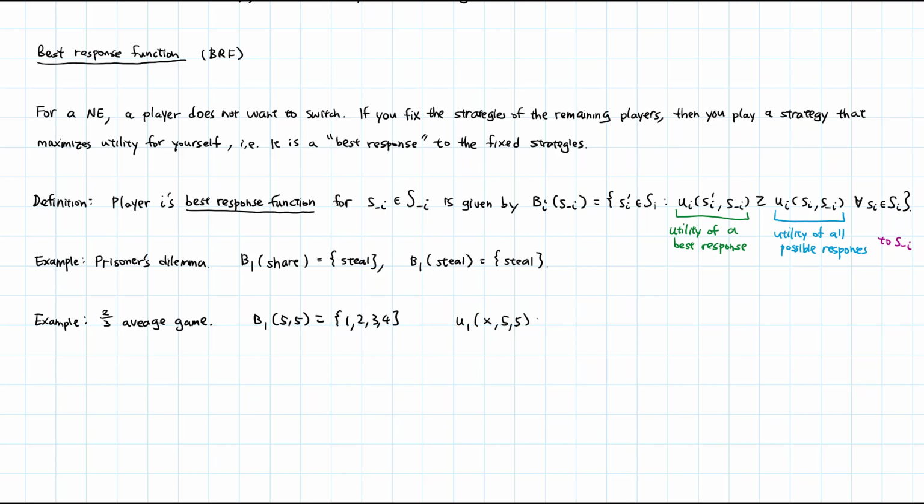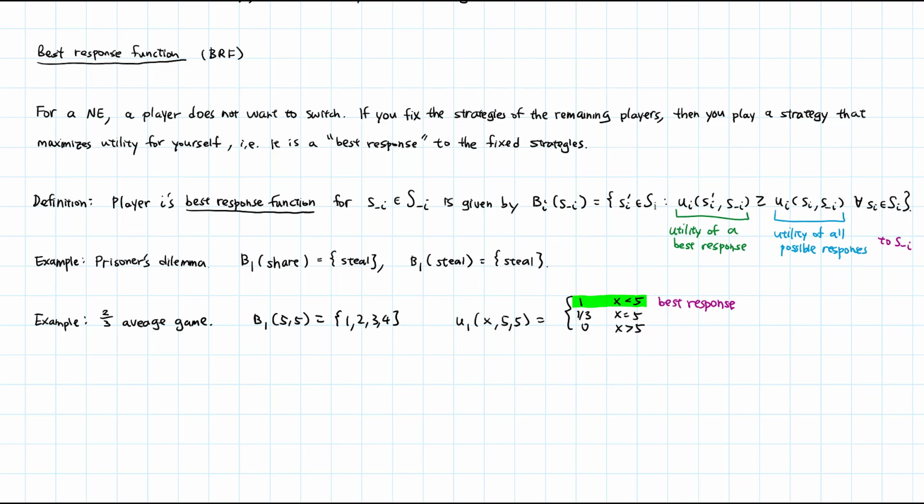And that is because when player 1 plays something less than 5, it will be closer to 2/3 of the average than 5. So they get utility 1. If player 1 plays 5, then their utility is 1/3, as all three players are tied. And if player 1 plays anything greater than 5, the 2/3 average will be closer to 5, so they get utility 0. So the best response among all possible choices is when x is less than 5. So 1, 2, 3, and 4 are in the best response function.